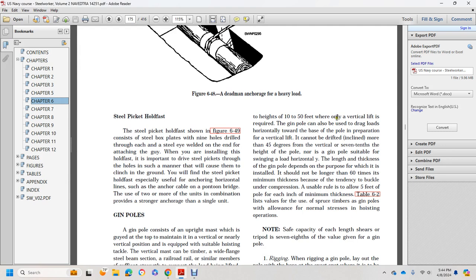Over heights of 10 to 50 feet, only vertical load is required with the gin pole. It can also be used to drag loads horizontally toward the base of the pole, in preparation for a vertical lift. It can be inclined no more than 45 degrees from vertical, and for a height of 7 to 10 feet the pole is suitable for a lead horizontally.